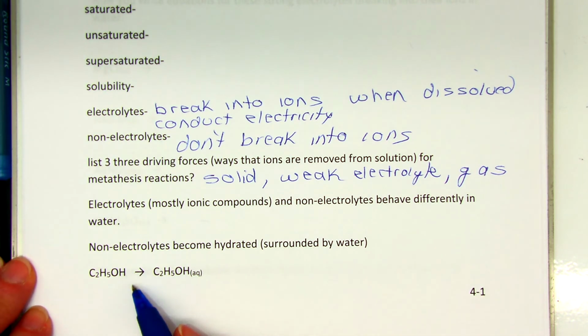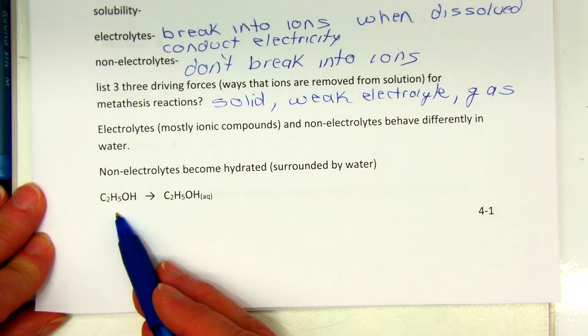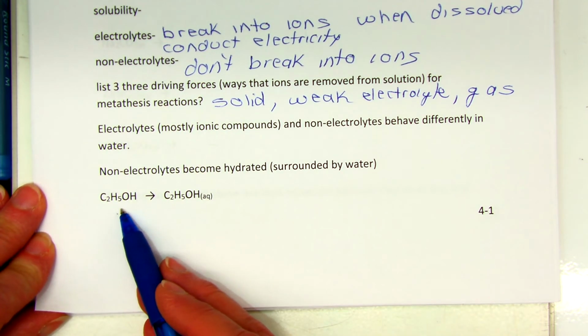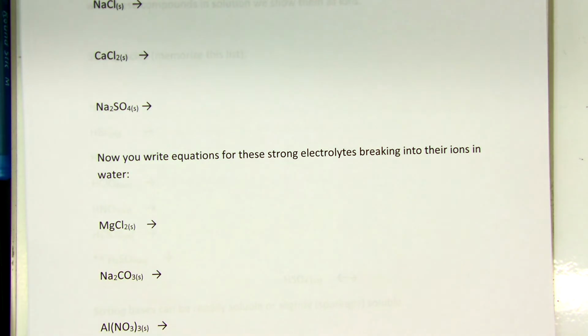When we put a non-electrolyte in water, it just gets surrounded by water. An example of this is ethanol, the drinking alcohol. So we put ethanol in there and we end up with aqueous ethanol, which isn't a surprise. But if we put electrolytes in there, you don't get what you might think. If we put sodium chloride in there, we don't get sodium chloride swimming around in the beaker. What we get is sodium ions and chloride ions.